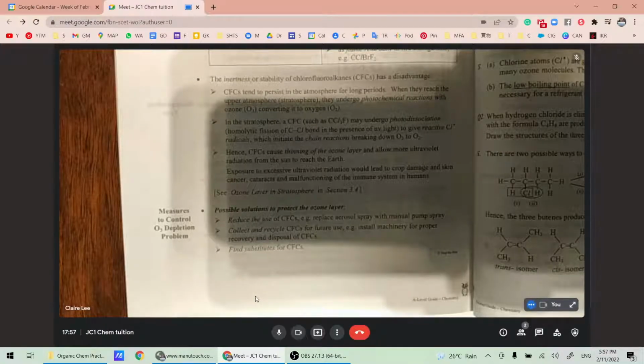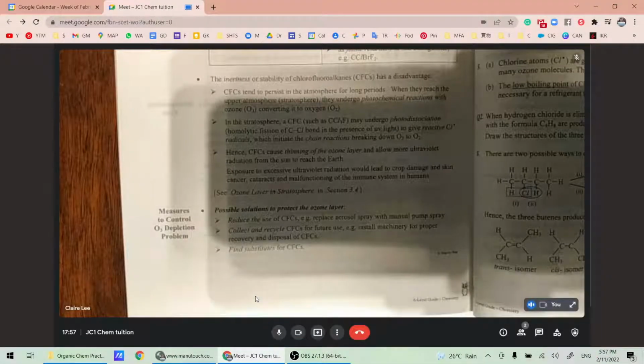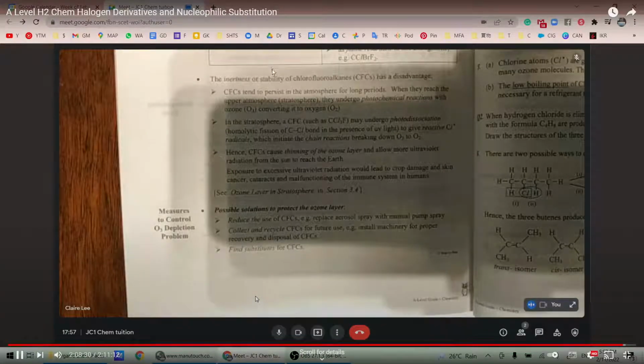Okay, so anyway, just revise this, just read through, roughly know it. It's not worth a lot of marks, at best 1 or 2 marks only. If you can just come up with some environmental prevention for it, then I think you should be fine. So yeah, I think that's it for the lesson.